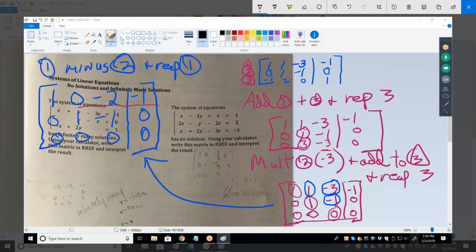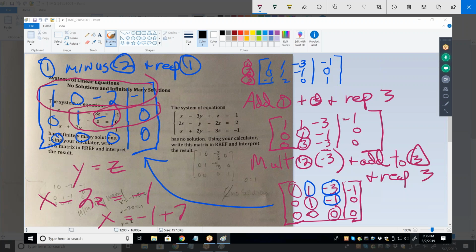First of all, if I look at that row, that's y minus z equals 0. So y equals z. Do you see why that is? In other words, that's coefficient for z. So yes, sir. 1y minus 1z equals 0, which means y equals z. Yes, sir. This row means x minus 2z equals minus 1. Which means x equals minus 1 plus 2z.